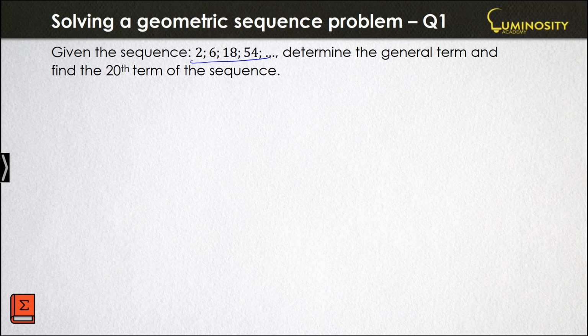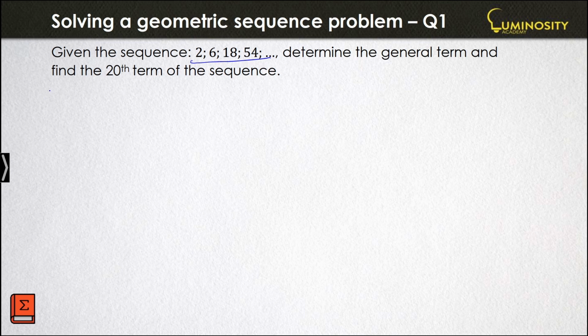Solving a geometric sequence problem, question 1. We're given the following sequence: 2, 6, 18, 54, and so on. Our goal is to determine the general term and find the 20th term of the sequence. Okay, so let's have a look. Let's check that this is a geometric sequence.